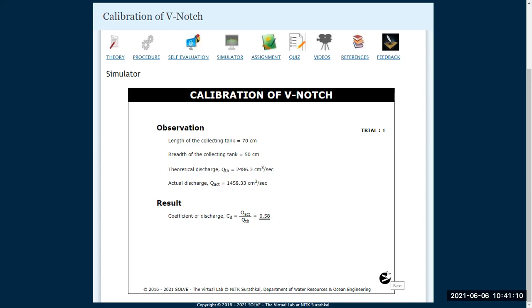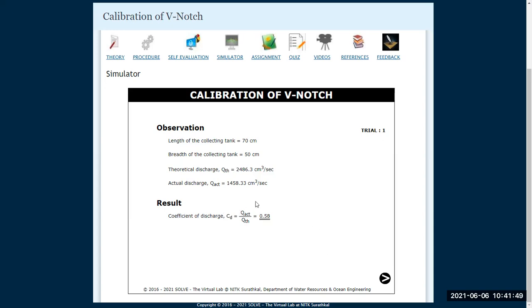So this is for the first trial. So similarly, you have to repeat the second trial. You have to note down the initial reading, final reading, and after that you will get the head over the notch. And after that you have to calculate the theoretical discharge using the formula 8 by 15 root 2G h to the power 5 by 2 into tan theta by 2. And after that you have to note down the time taken for a 10 centimeter rise of water. So it will give you the actual discharge. So once you get actual and theoretical, you have to calculate the coefficient of discharge, the ratio of actual to the theoretical discharge.